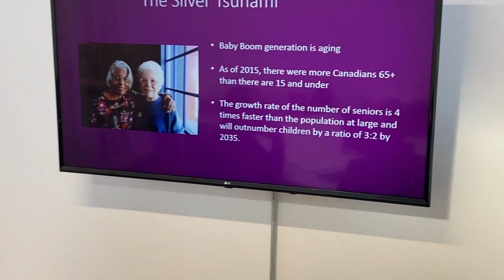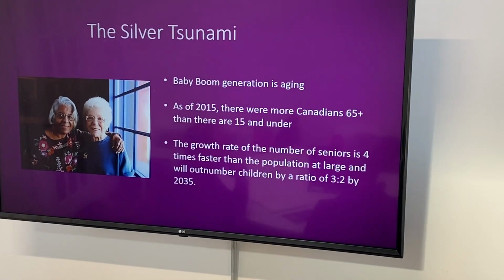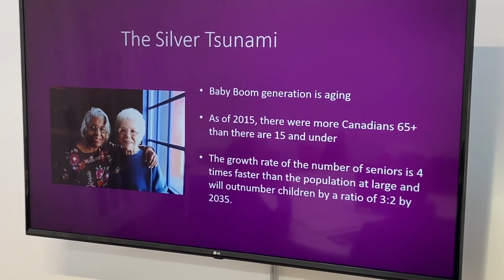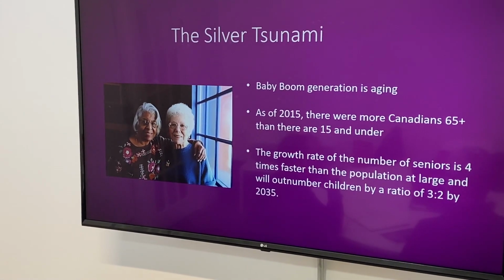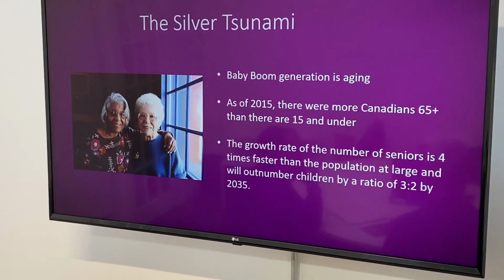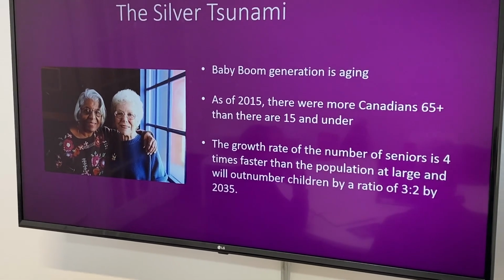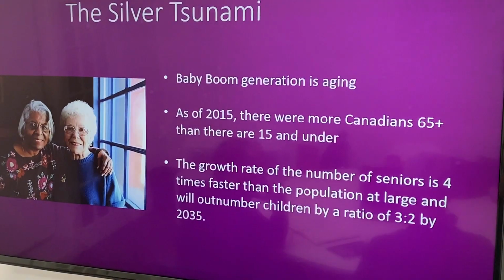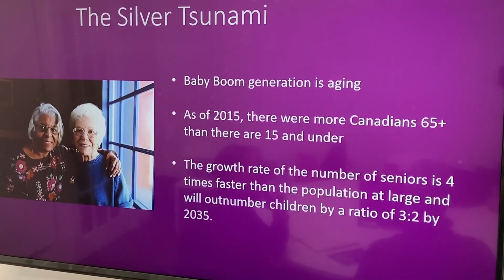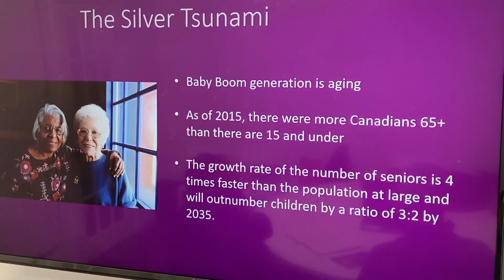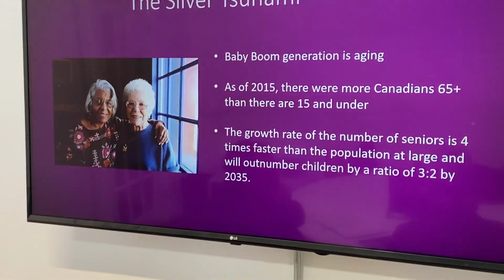Okay. So one of the contributors to this is what we call the silver tsunami. We touched on this in a previous video. Our baby boom generation is aging, and as of 2015, we had more Canadians who were 65 and over than Canadians 15 and under. And the growth rate of the number of seniors is 4 times faster than the population at large, outnumbering children by a ratio of 3 to 2 by 2035.